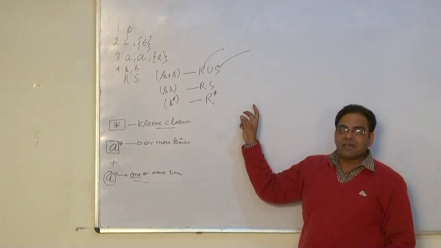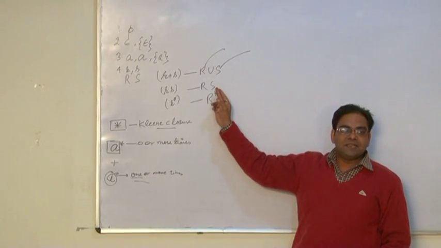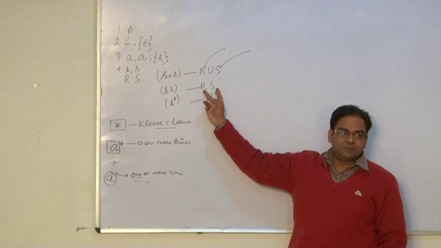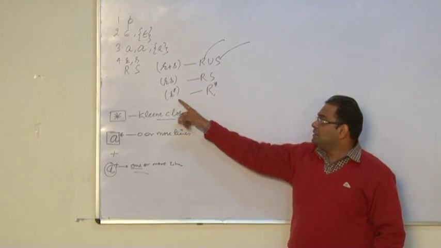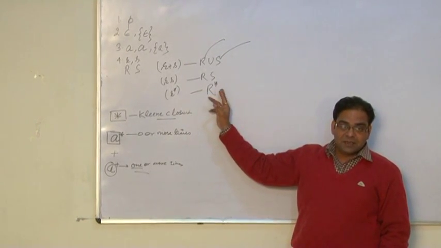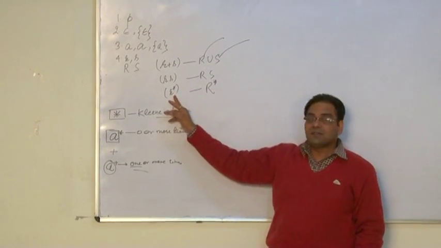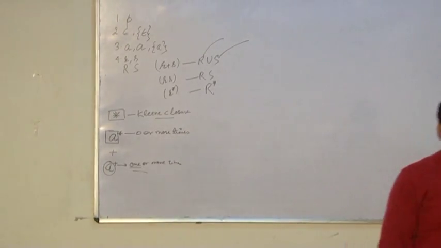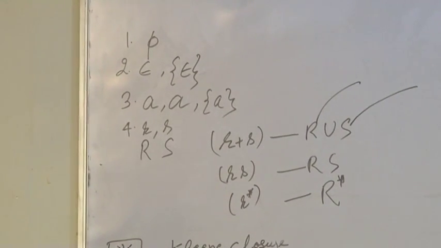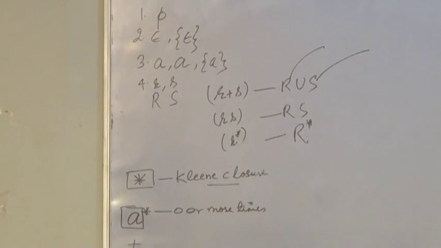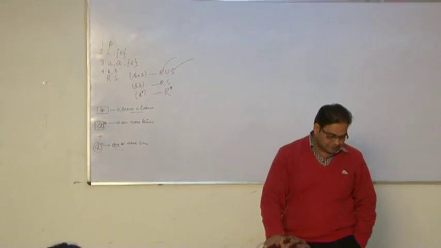Similarly, for concatenation, this is the language, this is the language, so concatenation gives the new language that has been formed, and this is the regular expression corresponding to that. And similarly, R asterisk is the regular expression for the set of strings accepted by the closure, and this is the corresponding regular expression, right? So finite automata and regular expressions are interchangeable. If we are given the regular expression, we can draw the corresponding finite automata. If we are given a finite automata, we can write the corresponding regular expression.